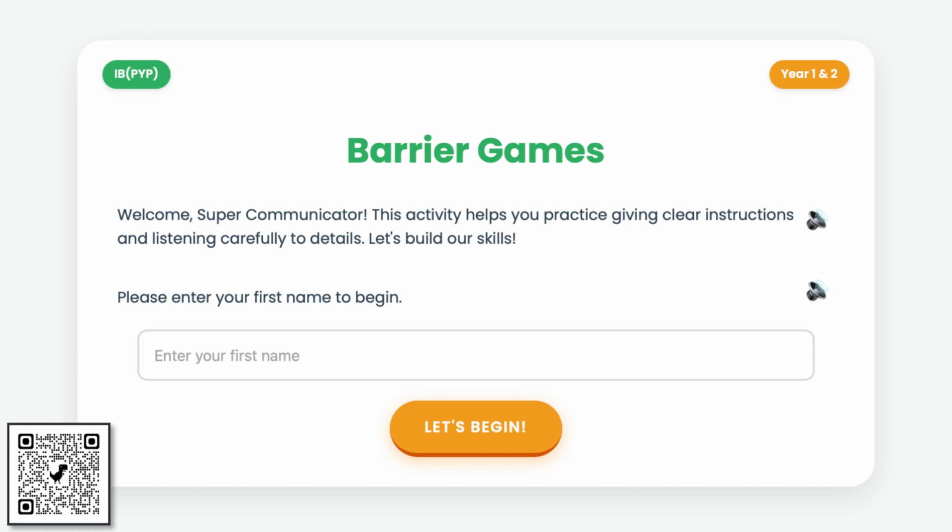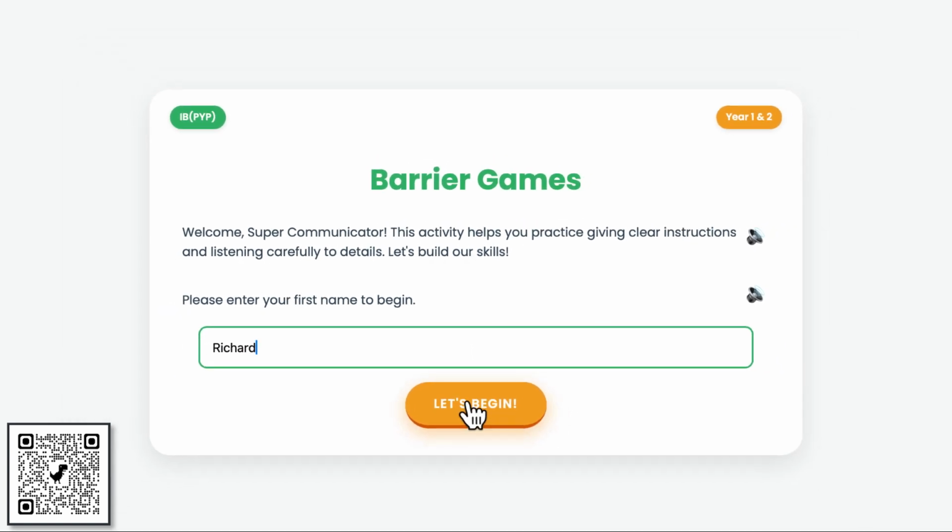Right, Sarah, this micro lesson is part of our commitment to supporting international education, specifically the IB Primary Years Programme for Language. It's designed for Year 1 and Year 2 students, but it's flexible enough to be used across other years as well. It's called Barrier Games, and the goal is to help students practice giving perfectly clear, precise instructions. That's a critical skill for the PYP.